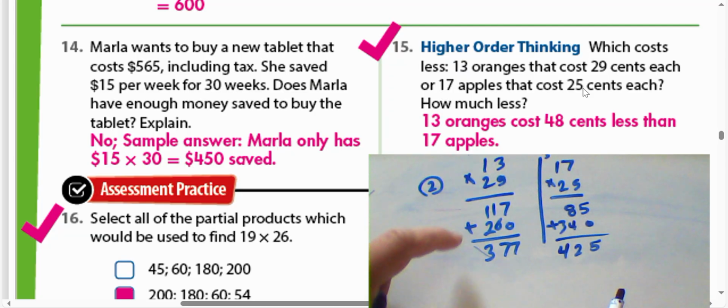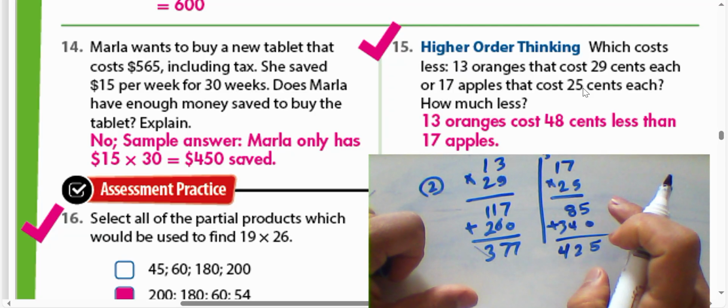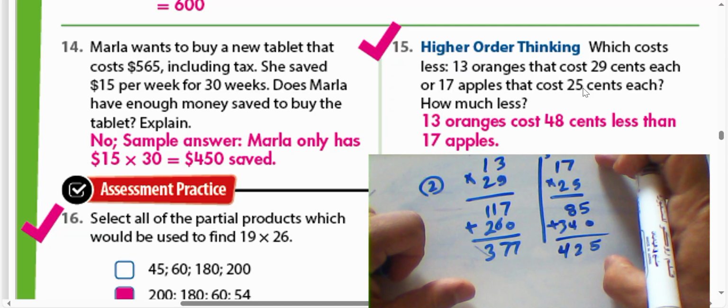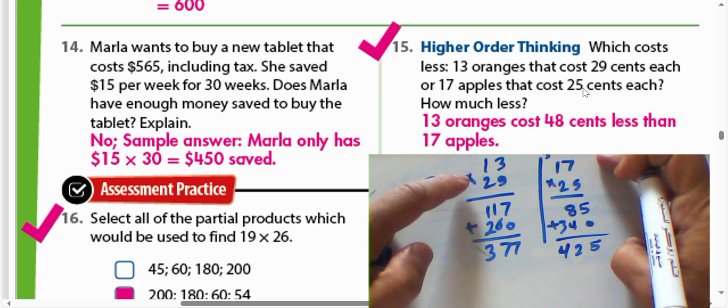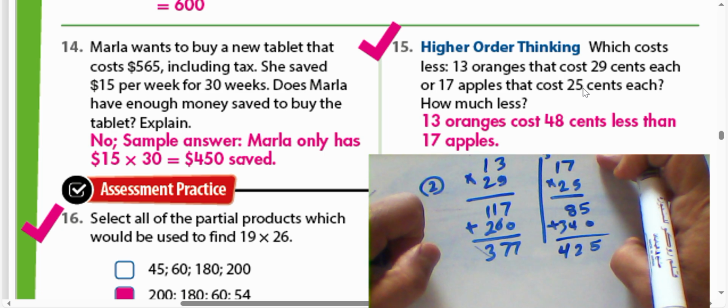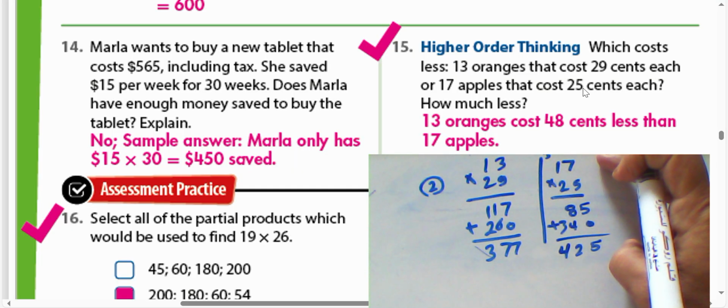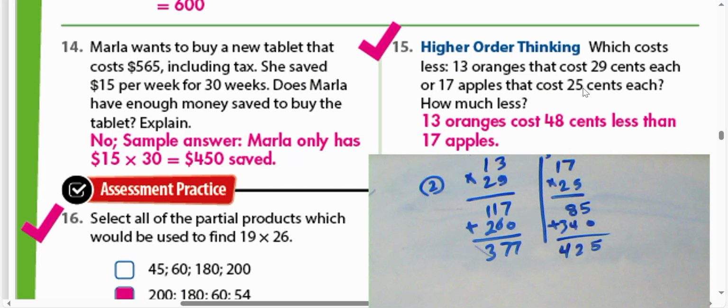So the value of first or second, less is more. Okay, then 13 oranges cost 48 cents less than 17 apples. Understood?